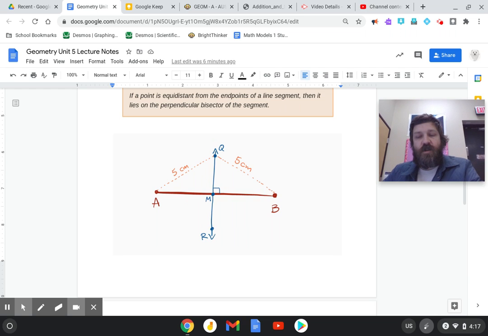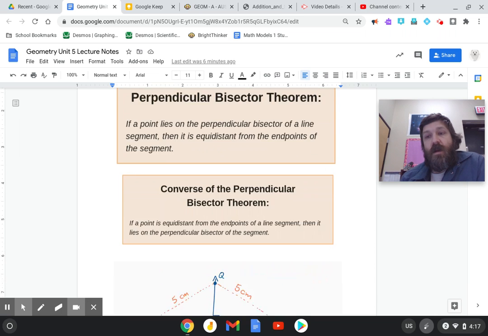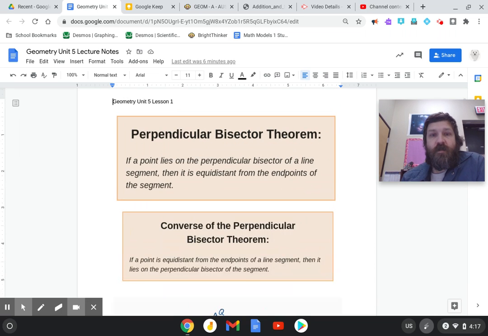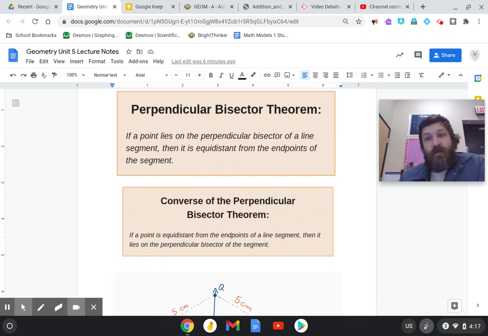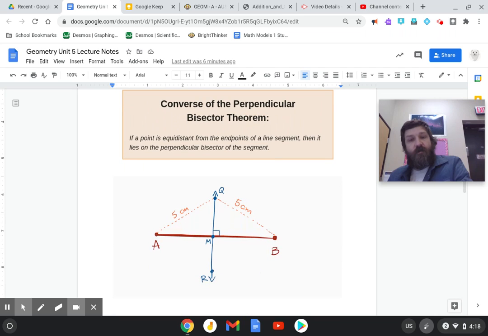And then there's some other information in this diagram that we're going to talk about, because there are two theorems related to perpendicular bisectors. There's the perpendicular bisector theorem and its converse. You'll notice they are basically the same idea, but in both directions. The perpendicular bisector theorem says that if a point lies on the perpendicular bisector of a line segment, then it is equidistant from the endpoints of that segment. In other words, if QR is a bisector of AB, then Q is the same distance from A and B, and R is the same distance from A and B.